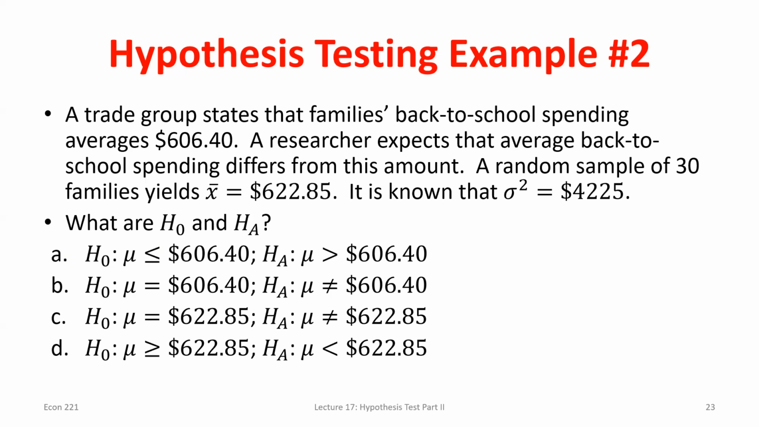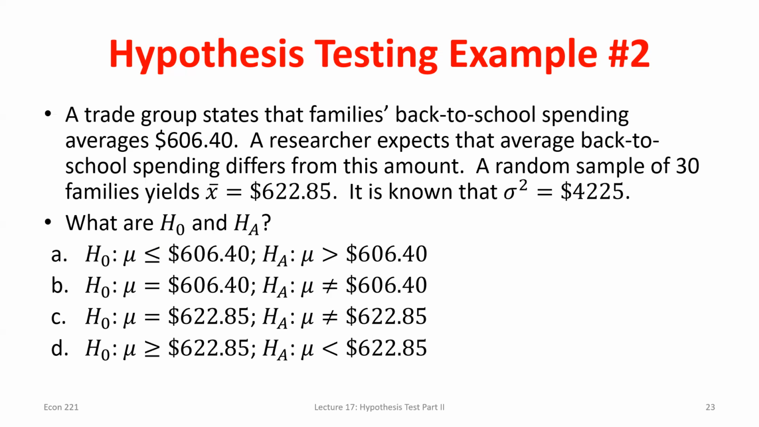So once I know the alternative, what does the null have to be? Well, I assume the opposite is true. I stack the deck against myself, or I assume that it's exactly equal to that value, right? So if what I'm assuming to be true is in fact true, my sample means should be centered around that value. So for this one, I think we're just asked to identify the null and alternative.